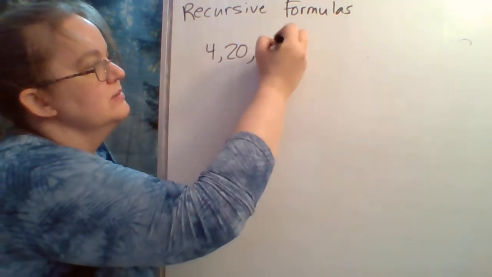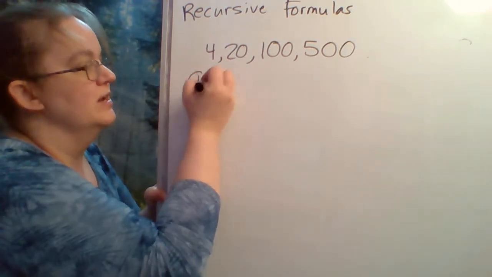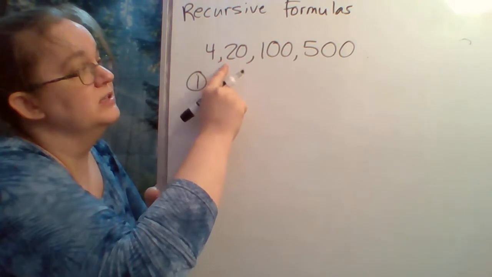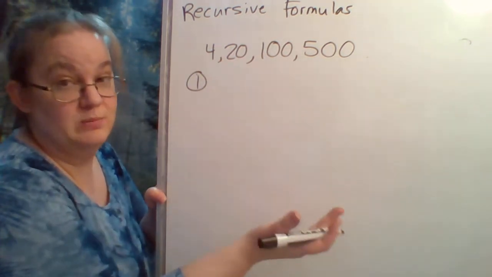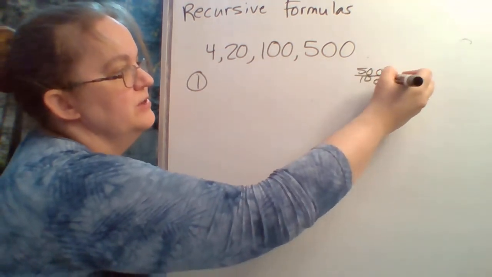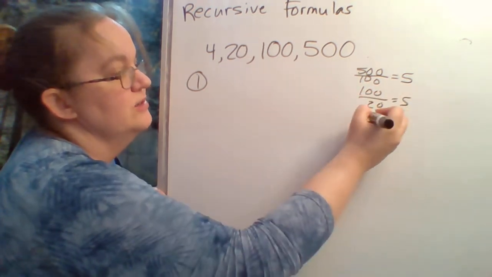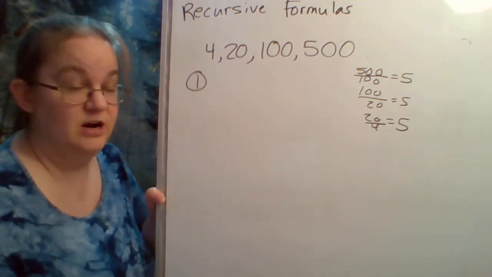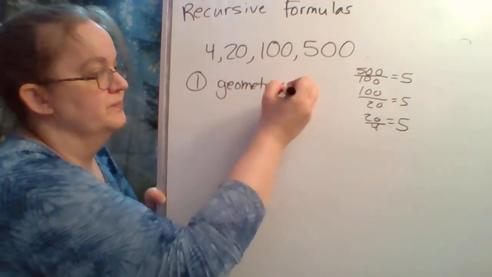All right, so let's say I have this sequence. First step, I've got to decide if it's arithmetic or geometric. Well, looking at it, it's jumping pretty quickly, so it's probably going to be geometric. If I test, 500 divided by 100 is 5, 100 divided by 20 is 5, and 20 divided by 4 is 5. So I do have a common ratio, not a common difference. So I know that this is a geometric sequence.